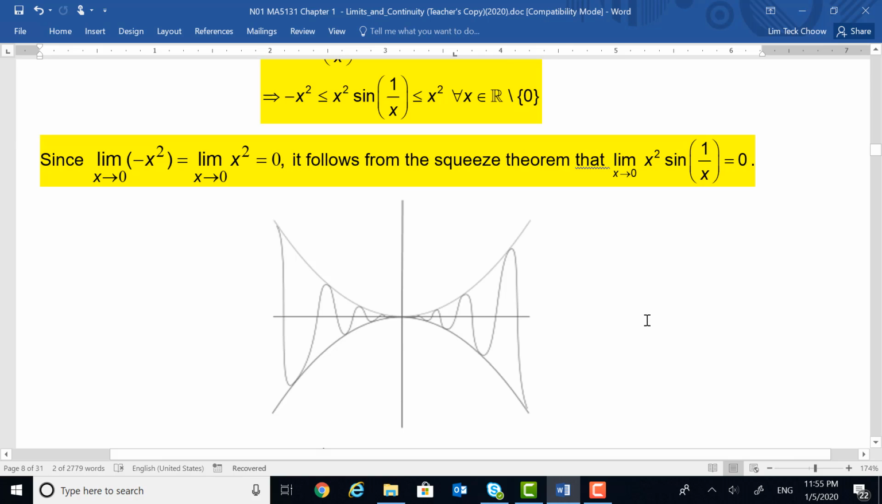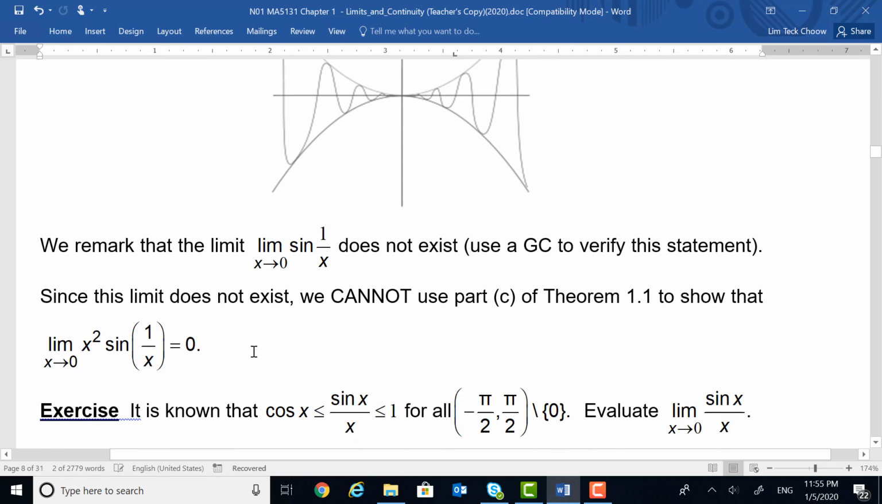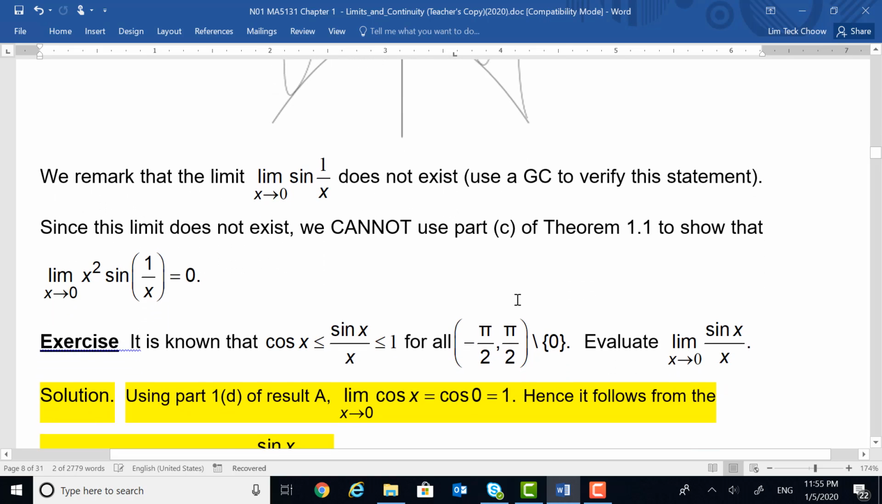So this is a very interesting result called the squeeze theorem. Okay, so this is a remark that I've just told you about. This remark is to stress to you that you cannot actually use those results in the earlier theorem. There is another result that's quite nice.